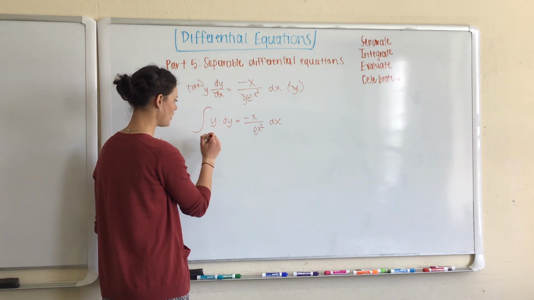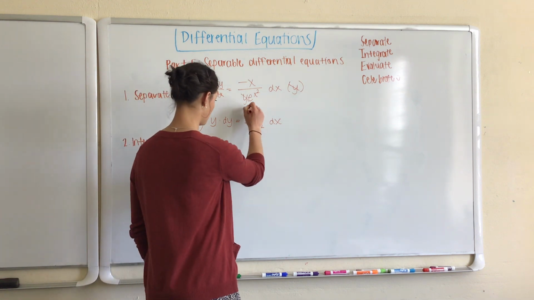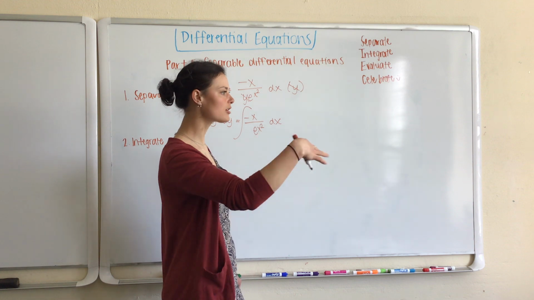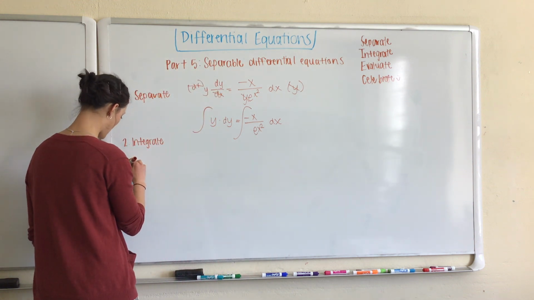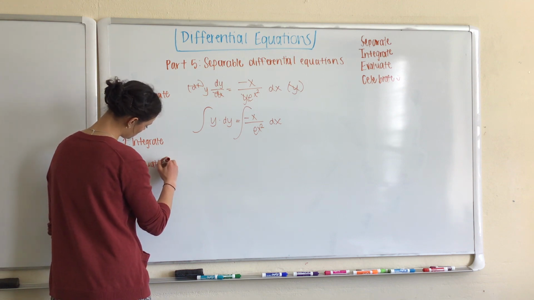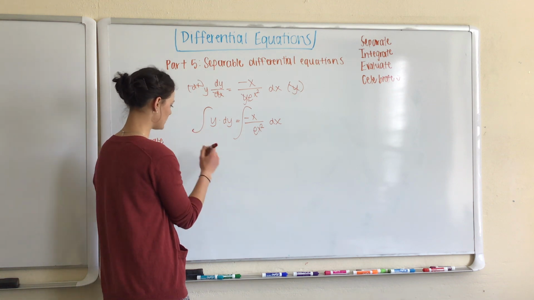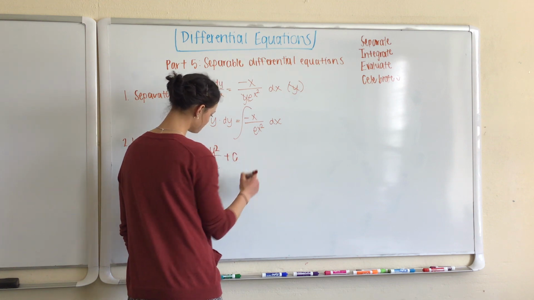Okay, so we have a variable that matches the variable of integration, so we're good to go. That is literally as easy as step two. Bam. Now step three, evaluate. We're going to evaluate these integrals. So the integral of y is going to be y squared over 2 plus c.